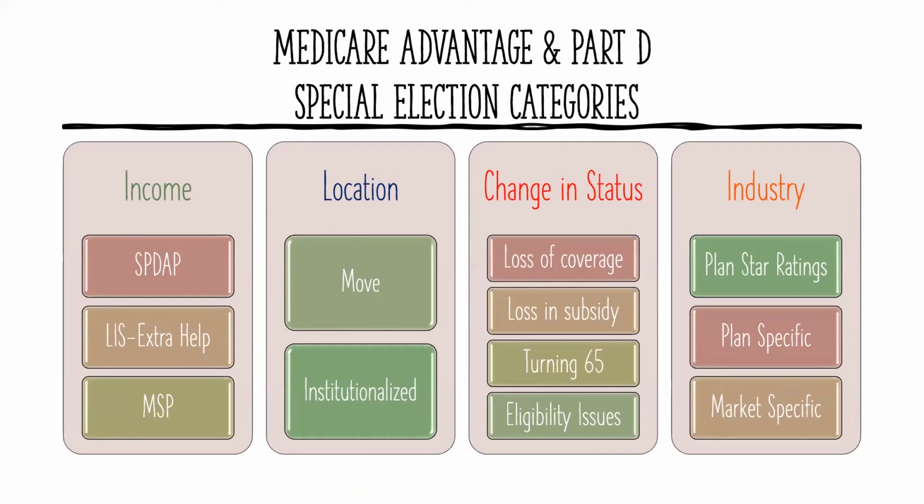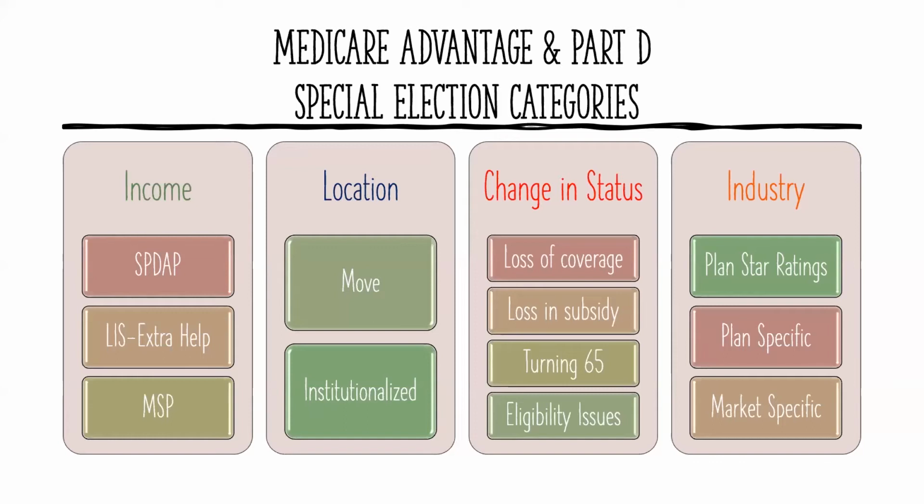Income. So when I'm talking to someone, if they're lower income, then I know that there's maybe an opportunity for a state pharmaceutical drug assistance program, extra help through LIS, the Medicare Savings Program. Those may be options for that senior citizen based upon their income.